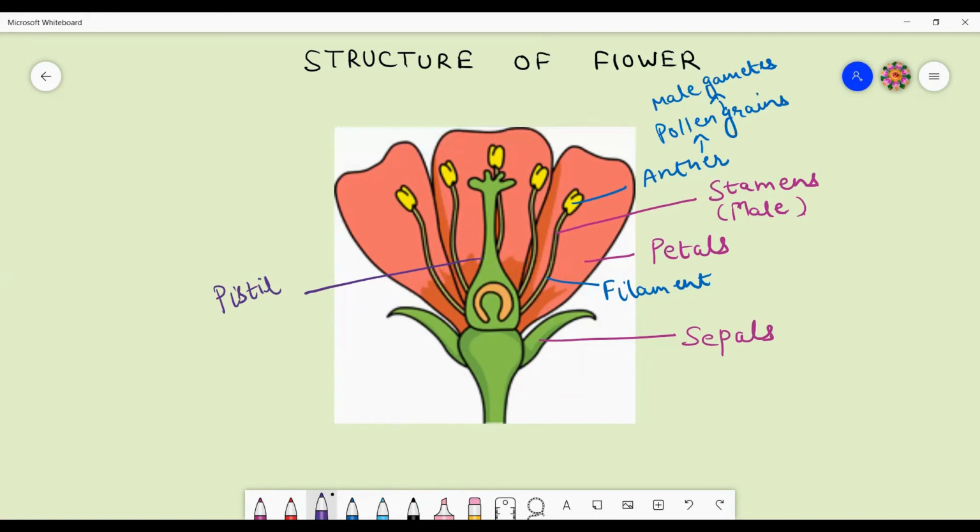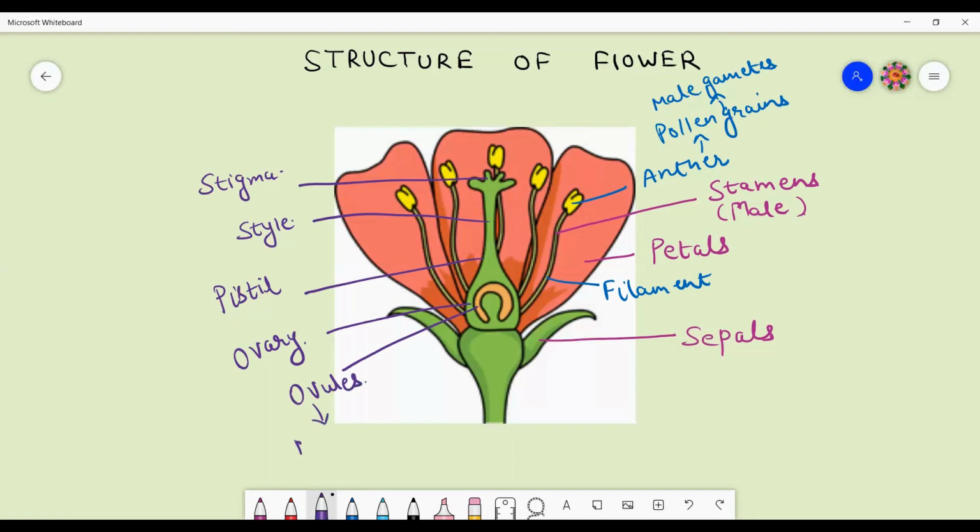This pistil consists of 3 structures. This topmost structure is known as the stigma. This stigma is quite sticky in nature so that pollen grains can stick on it. Then this tube-like structure is known as the style. And the swollen structure at the base is known as the ovary. Inside the ovary, seed-like structures are present which are known as ovules. Inside the ovule, female gametes are present.